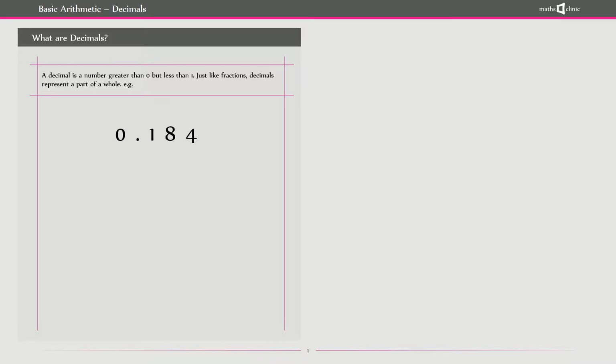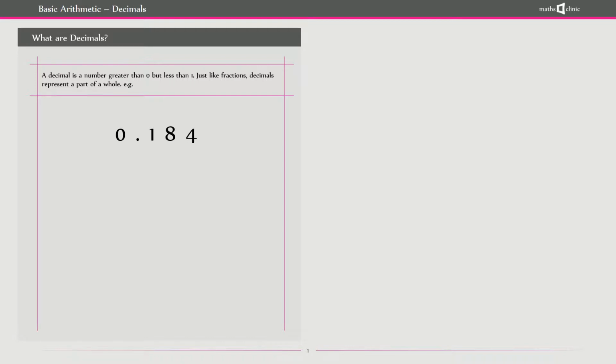You could have a decimal like this. This is a decimal, all right. We have 0.184. I'm going to talk you through some very important properties of decimals. At the moment, we have three numbers after the decimal point. We have 0, then the decimal point, and three numbers after it. Now we have three decimal places, what we call 3DPs. I'm going to tell you what each of these places represents.